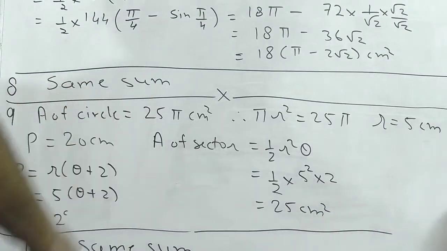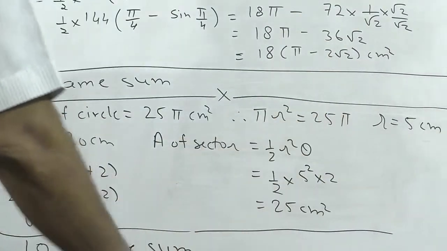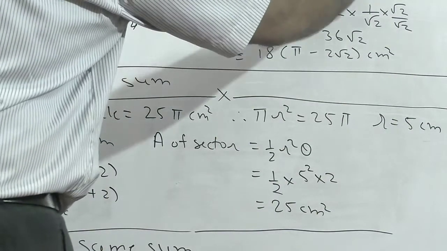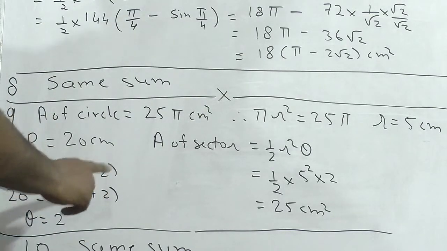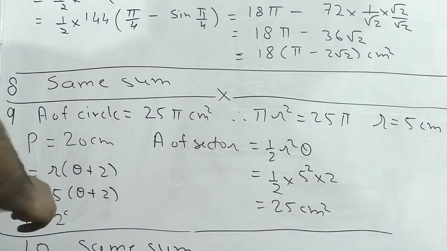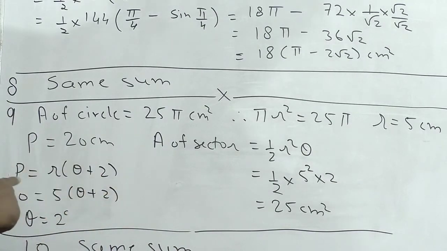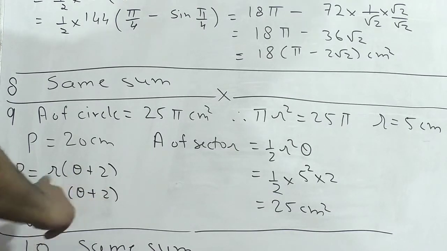Area of circle 25 pi centimeter square. So R is 5, just like that. Perimeter of sector given, that is perimeter is radius and arc, that is S plus 2R, that is r theta plus 2R. R if you take common, I have given you the formula, in bracket theta plus 2. Perimeter is 20. 20 equal to 5 in bracket theta plus 2. 5 going down, 4. 4 minus 2.